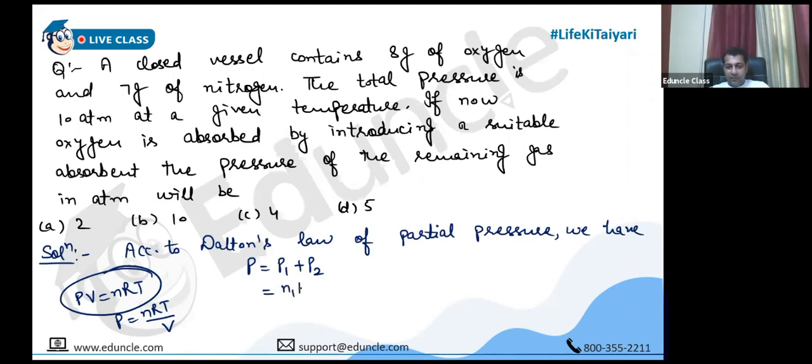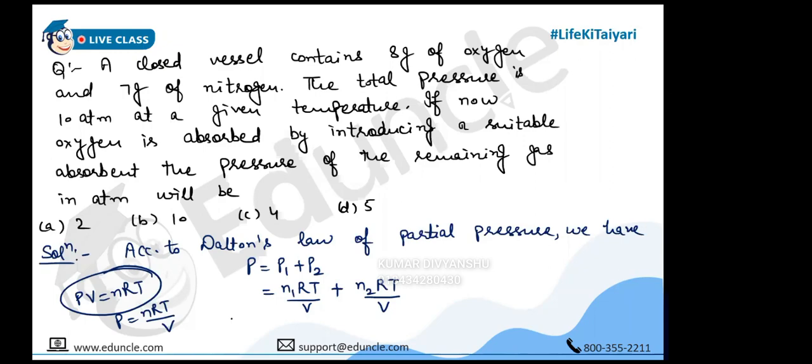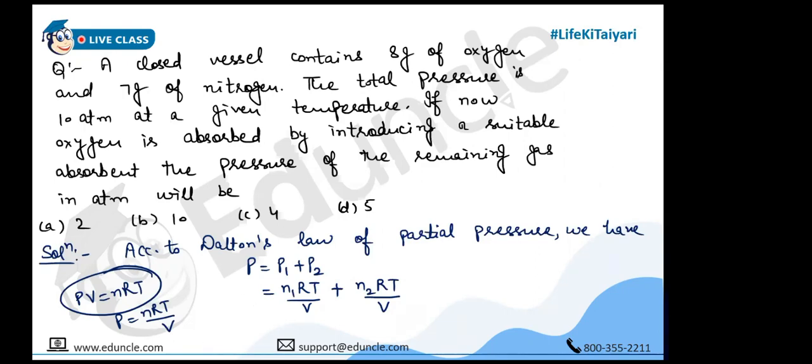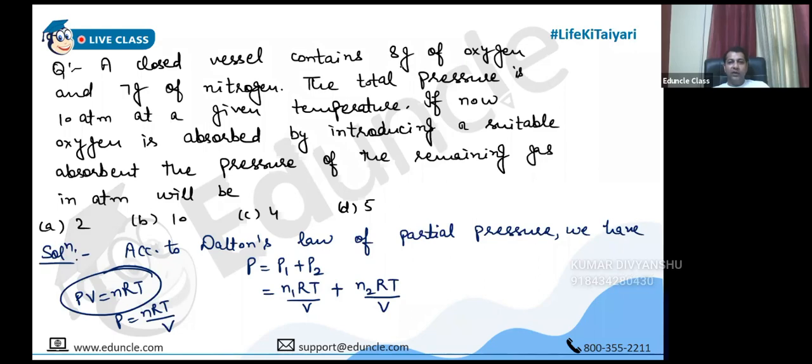Okay. So n1 RT by V. And because the number of moles are different, the rest everything is same. Now, how can we get the number of moles? You know the atomic mass of oxygen and nitrogen, so divide by the gram molecular mass. For oxygen, it is 32 gram. So 32 gram corresponds to 1 mole, and we are having only 8 grams, so it is 1/4 of the mole.